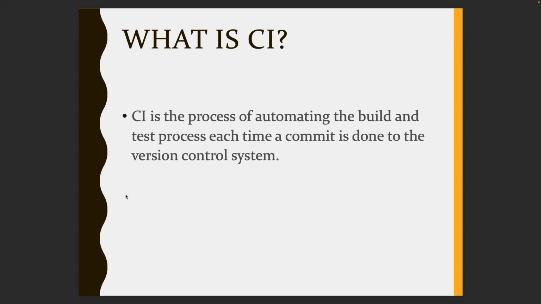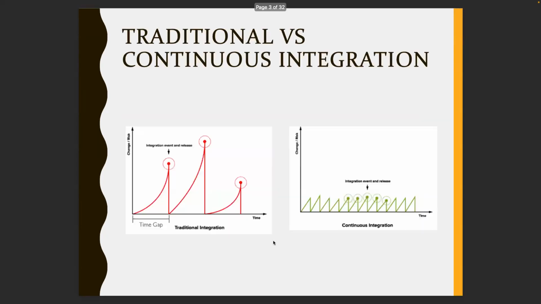So what is the CI process? CI is the process of automating the build and test process each time a commit is done. We have seen this as well. And see here, the traditional versus continuous integration. In traditional integration, the time gap between events is huge because once in a while they integrate, maybe once in 3 months, once in 6 months, and the risk is very high. Events are very few. But in continuous integration, multiple times a day, code is integrated and tested. So you can see the risk is reduced, the number of events is more, and the time gap is reduced. Hope you got the difference.